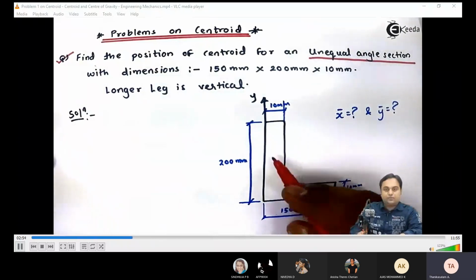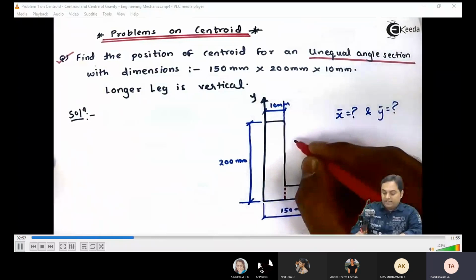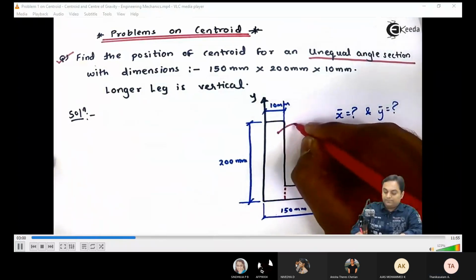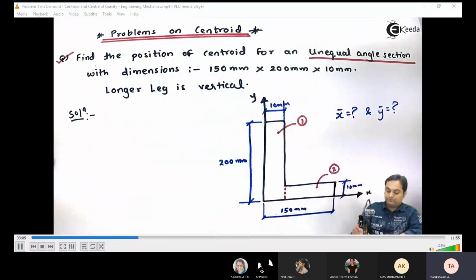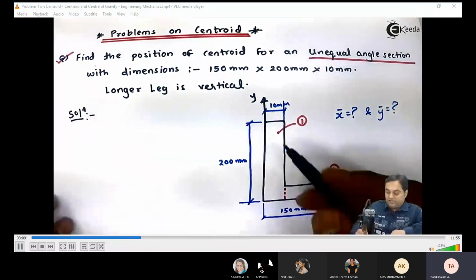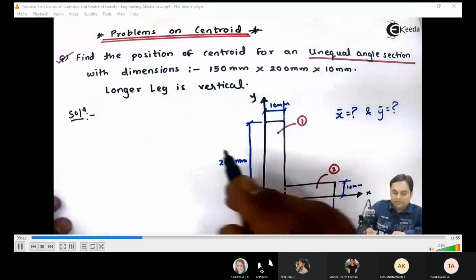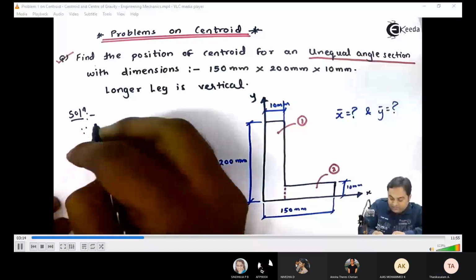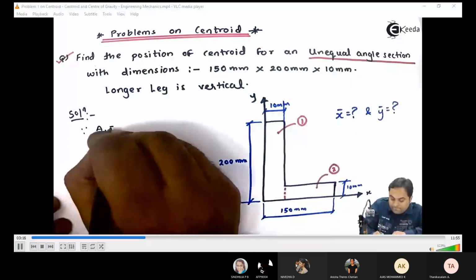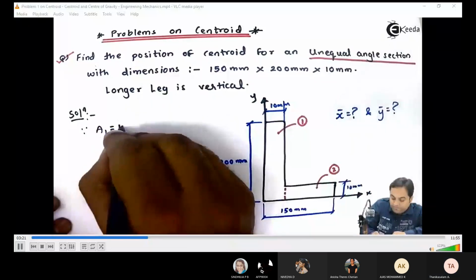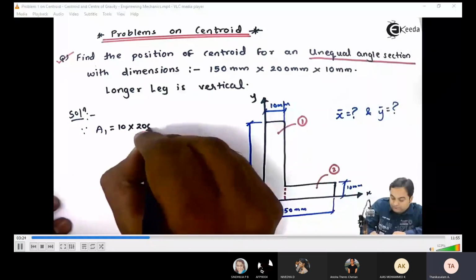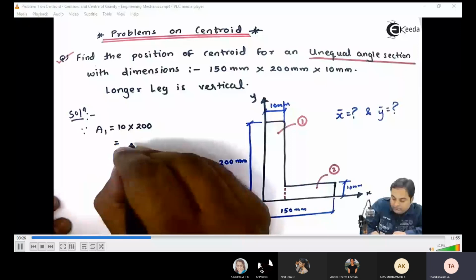Now I'll say that this vertical rectangle, I'll call it rectangle 1, and the second one I'll call rectangle 2. So now I will first calculate the area of rectangle 1. Area 1 is equal to 10 multiplied by 200, that is 2000 mm square.